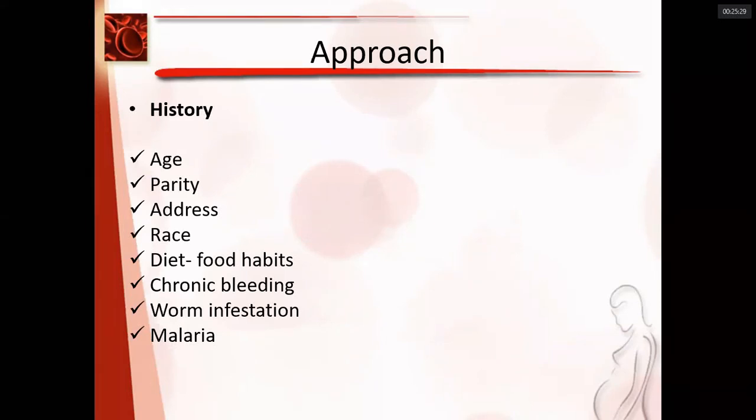If there is any chronic bleeding, if they are having upper GI blood loss, they may have hematochezia, worm infestation, and even we have to ask about the prevalence of malaria in their area.